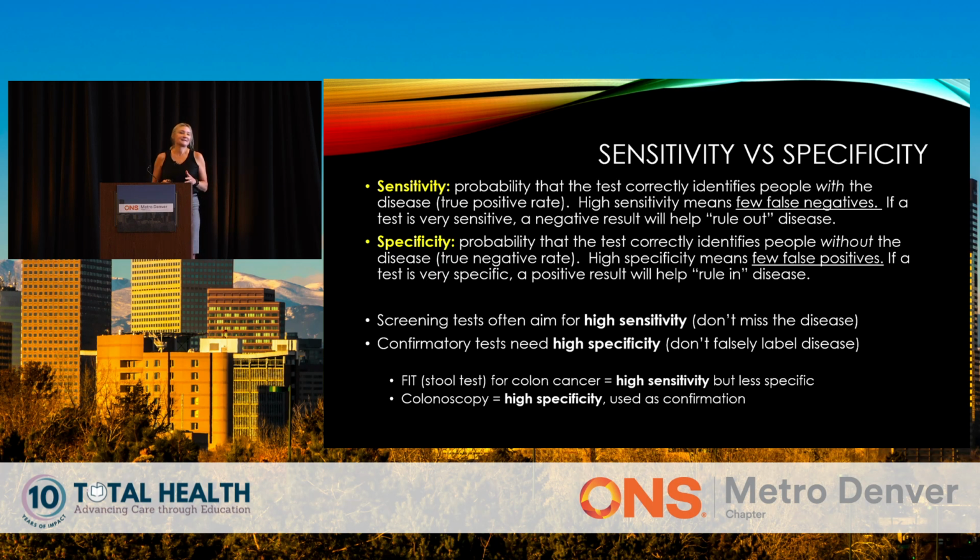So sensitivity versus specificity. This is what's confusing for me. So kind of just to break it down, sensitivity is the probability that the test correctly identifies patients with the disease. So high sensitivity means fewer false negatives. If a test is very sensitive, a negative result will help rule out the disease. Specificity is the probability that the test correctly identifies people without the disease. So high specificity means few false positives. If a test is very specific, a positive result will help rule in the disease.